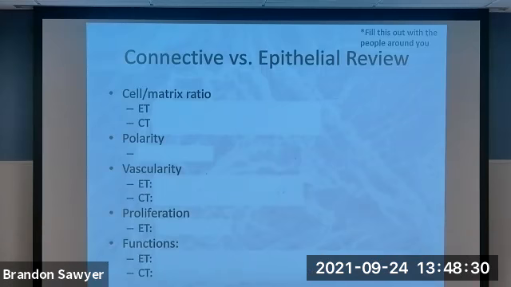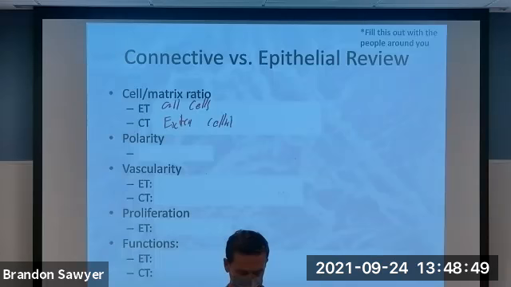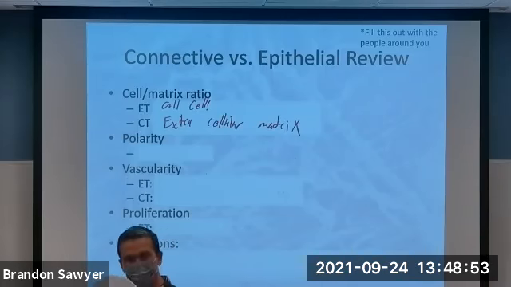Epithelial tissue is almost all what? Cells. Got it. All cells, not really all cells, we'll say almost all cells. Whereas connective tissue is almost all what? Extracellular matrix.